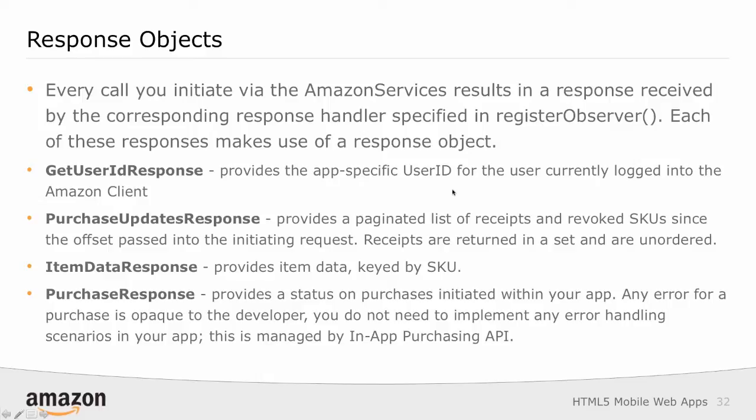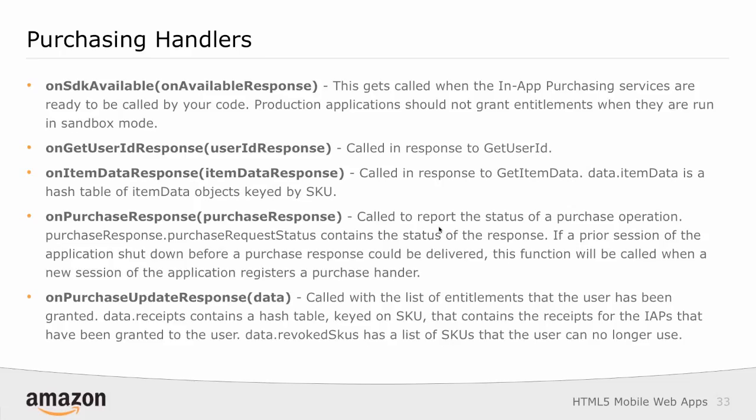You're going to have a purchase update response. So this is going to give you a list of receipts and other purchases, as well as revoked SKUs since the last offset. And you're going to get an item data response. So you're going to get information keyed by SKUs about any data that's coming across, and then the purchase response. The purchase response is going to give you different types of status like succeeded, pending, or failed. And then there's a couple other purchase handlers.